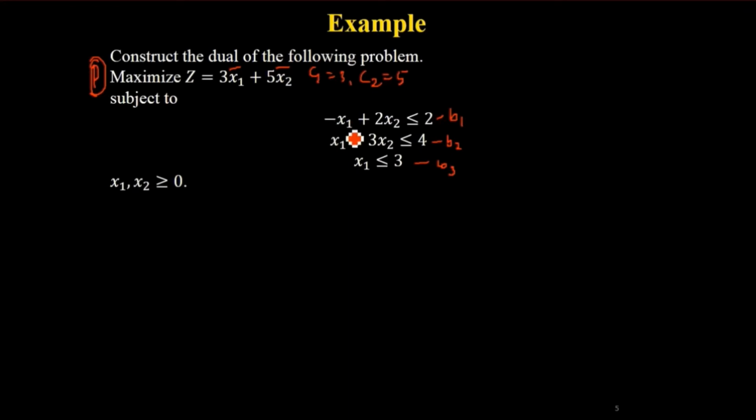Now here from these constraints, if you want to see the coefficients, the a11 coefficient is -1, the a12 coefficient is 2.